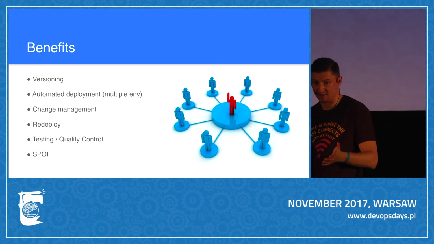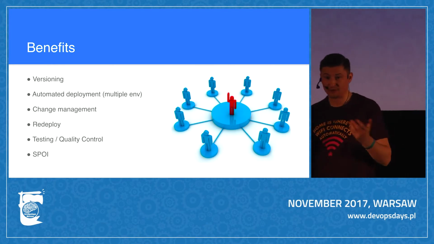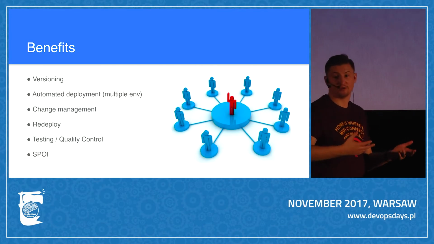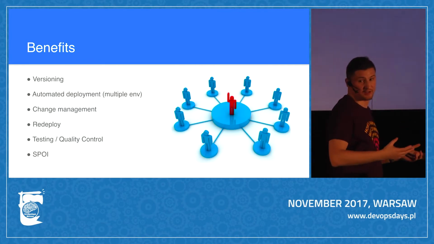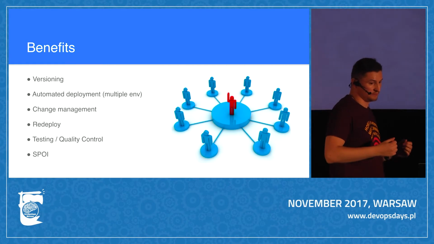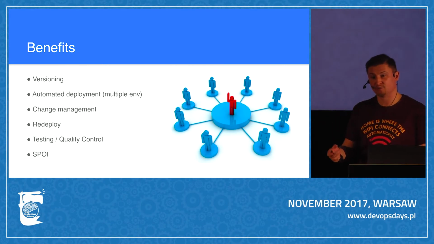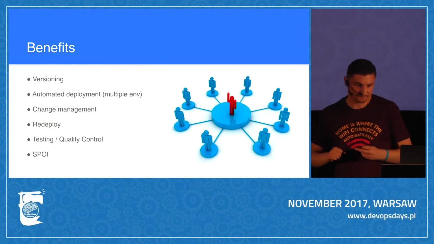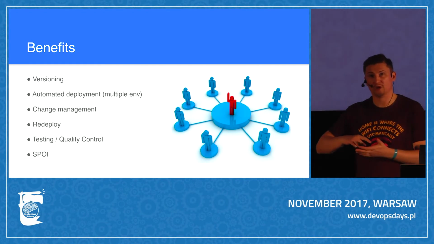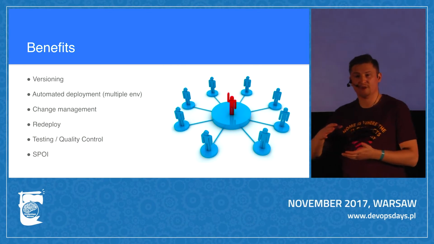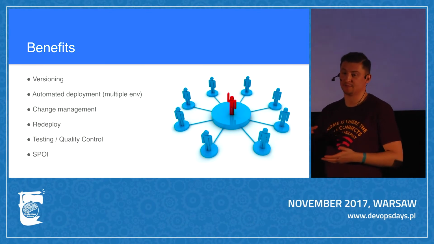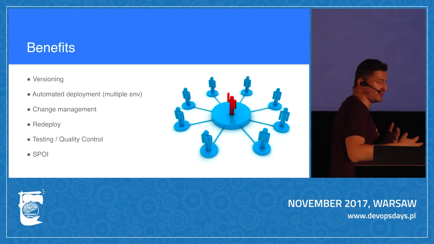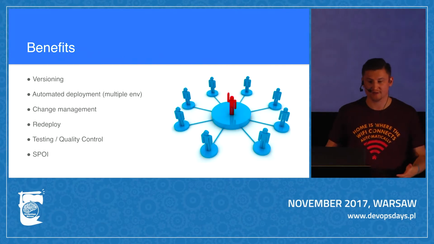Now let's summarize the benefits. We've got versioning, so we can get back in time to some previous snapshot. Sometimes it is possible, from this snapshotting in time, to roll back our configuration. We can also blame somebody for making some changes. What's more, we've got automated deployment to many different environments.